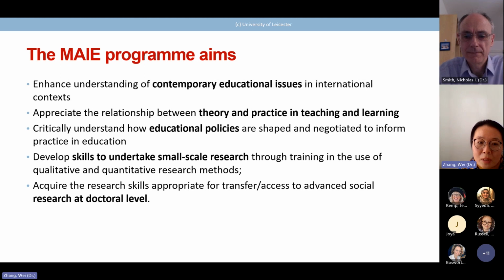The final two bullet points cover the research skills. So you will have the opportunity to develop research skills by attending seminars, webinars, by practicing small-scale research projects, either independently or with a group of peers from the campus-based group. And then the research skills you have acquired throughout the study period will prepare you for more advanced level research. For instance, at doctoral level, if you consider pursuing a higher level study.